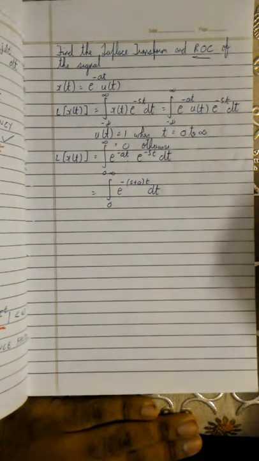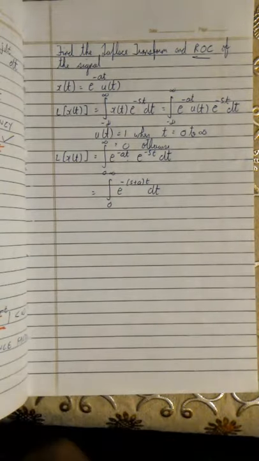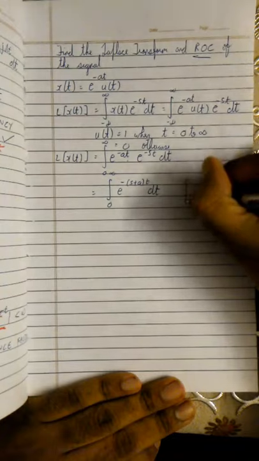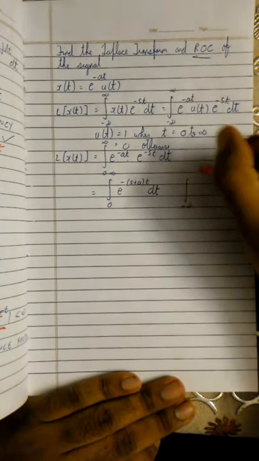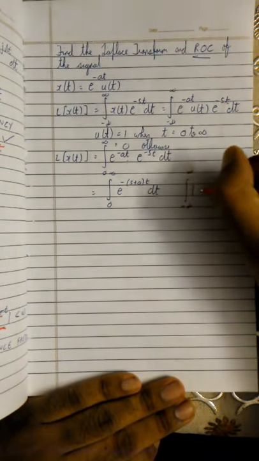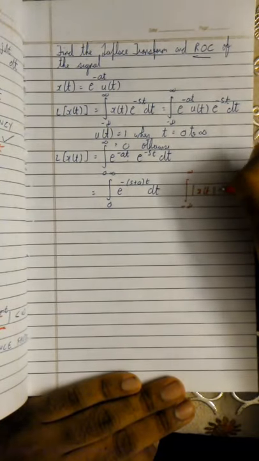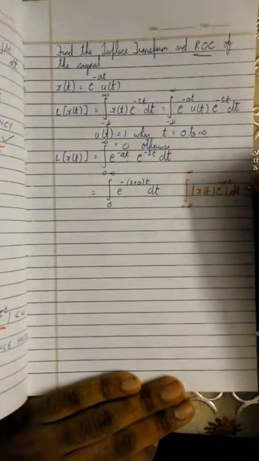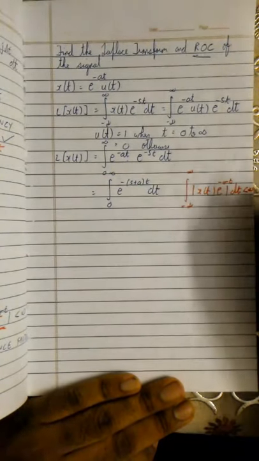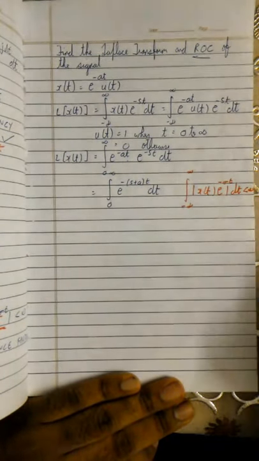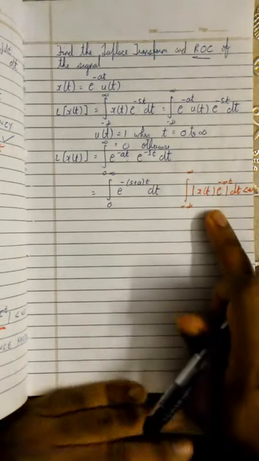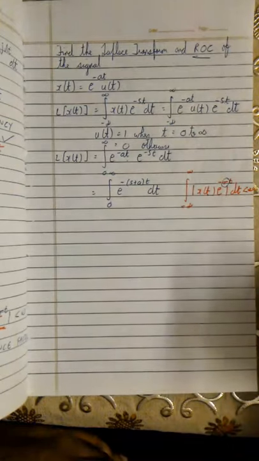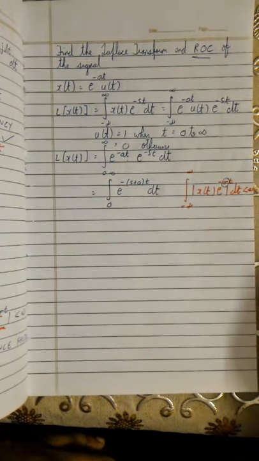Okay, so now I'm going to stop my problem right over here because from here we can easily find my ROC. Okay, so we know that Dirichlet's condition states that integral minus infinity to plus infinity the magnitude of x of t into e raised to minus sigma t dt must be less than infinity. This is my Dirichlet's condition, right? So this is my condition to be satisfied. That means I need to find the value of sigma, the range of sigma.